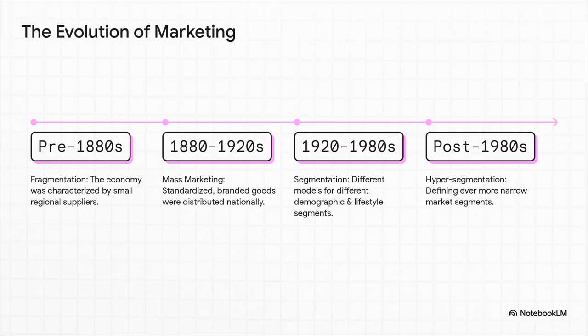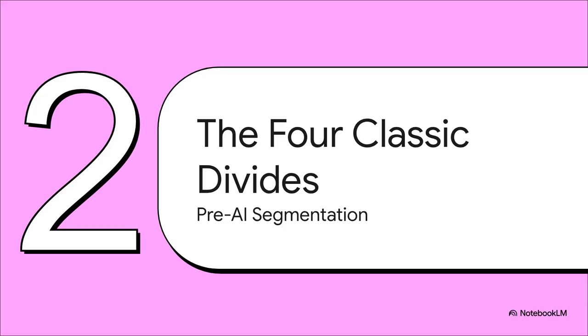One product for everybody. But then, companies started realizing, hey, wait a minute. Maybe we need different things for different people. And boom, segmentation was born. And now we're in the era of hyper-segmentation, where they can market to tiny little groups, or maybe just to you.